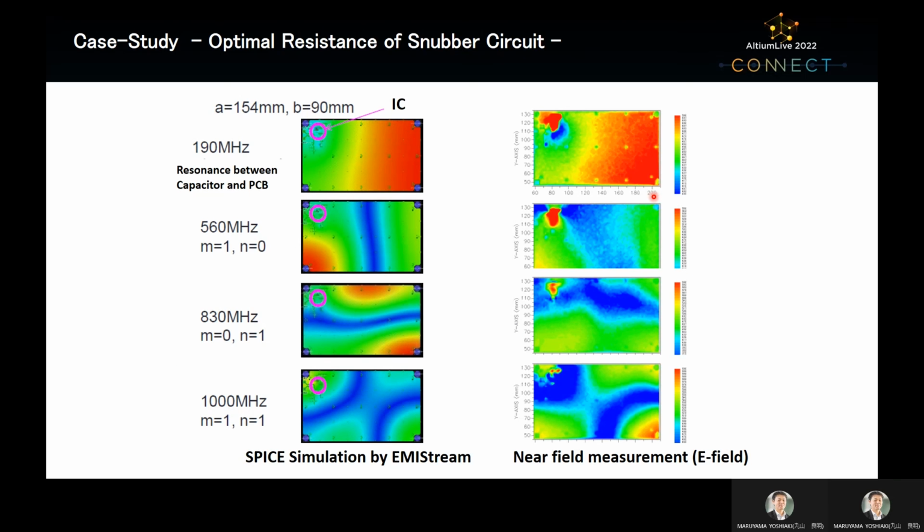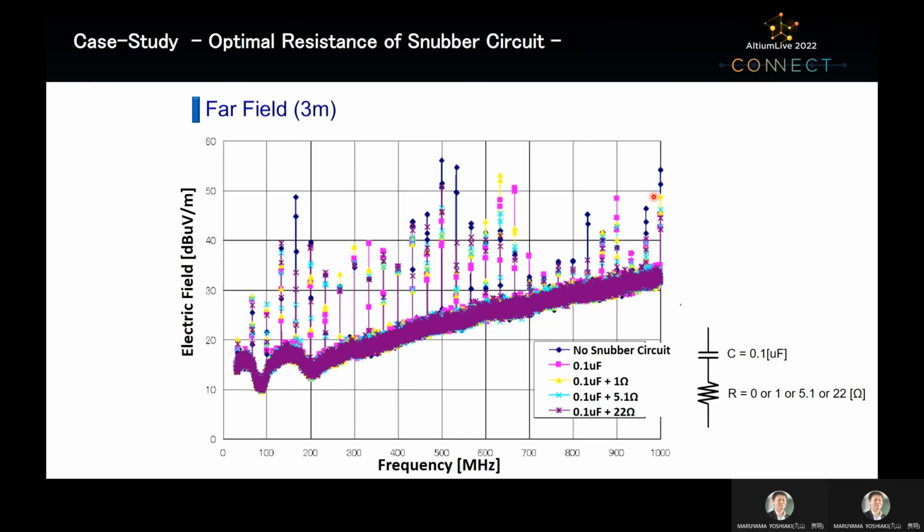This is the result of comparing resonance analysis by EMI Stream with near-field measurement. As a condition, the parts in the four corners do not have a capacitor. Firstly, we confirmed that resonance frequency and voltage distribution match in simulation and actual measurement. This is the result of far-field measurement.